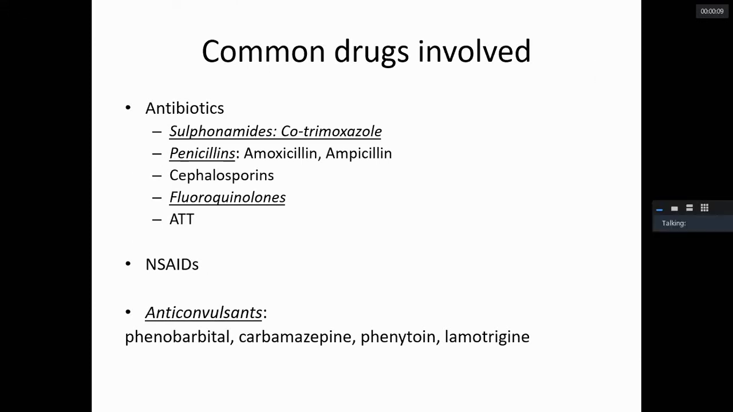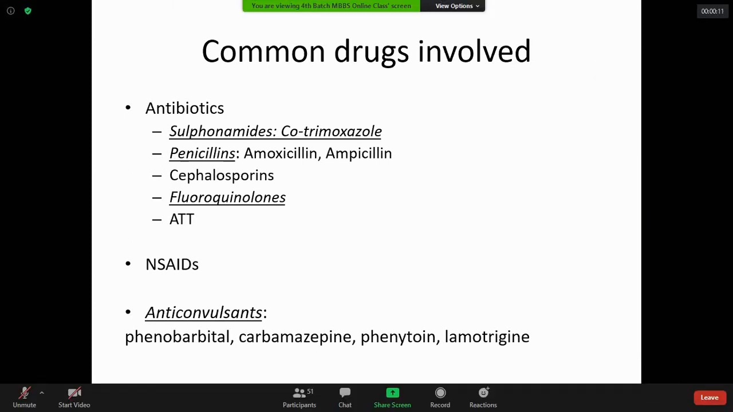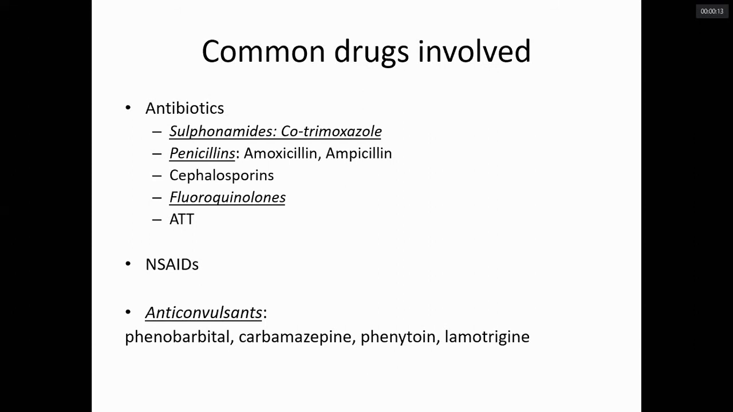Penicillins, amoxicillin, ampicillin, cephalosporin, that is the beta-lactam group of antibiotics. These are the common ones. Sulfonamides and beta-lactam antibiotics are the common antibiotics which cause adverse drug reactions. Other antibiotics like fluoroquinolones, ATT, can also cause an adverse drug reaction. And NSAIDs also are a common cause of adverse drug reactions.